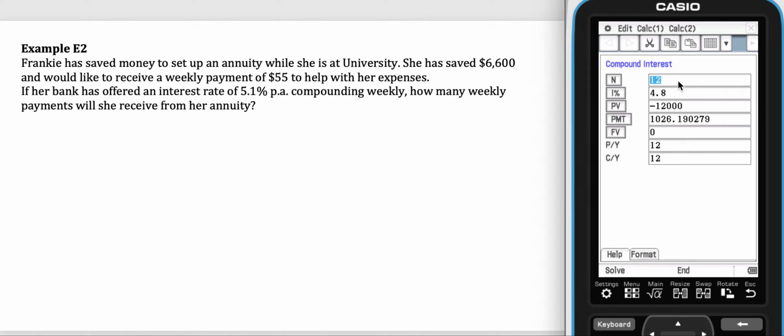So again, we can do this on Finance Solver. It's more of a long-term calculation rather than step-by-step. So it's not a recurrence relation question. It's a Finance Solver question. And again, let's just go through the numbers.